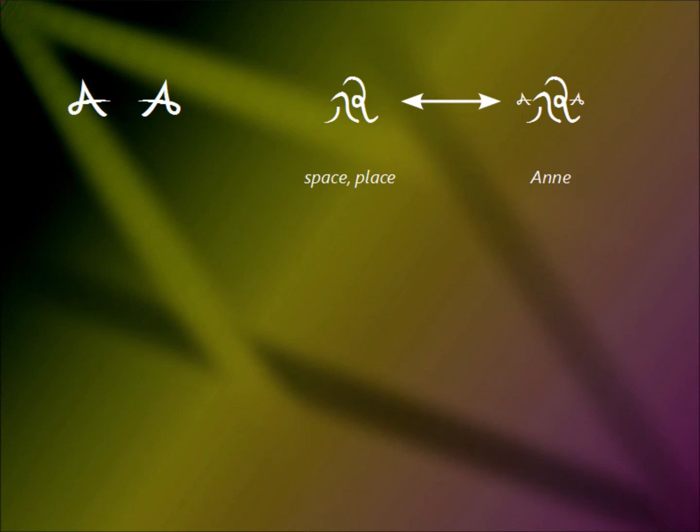Let's look at an example. It should not be any mystery to you anymore that the root word an on the left means space or place. The word on the right is the same word an, but enclosed in re symbols. It does not mean space or place, but it is the Ælis transcription of the female given name Anne. The distinction between the two is very important.